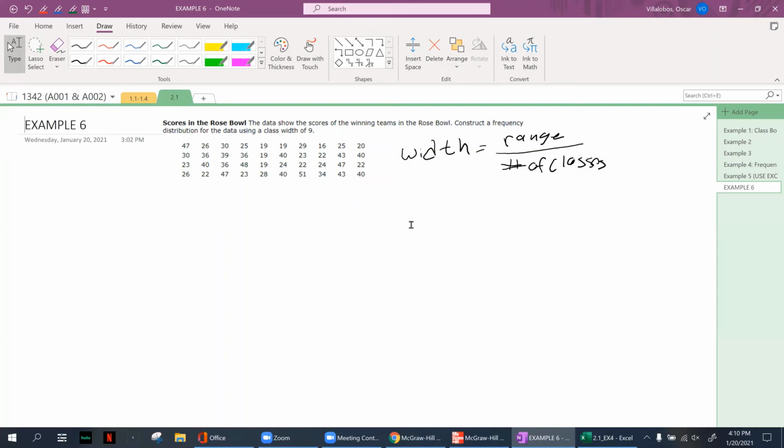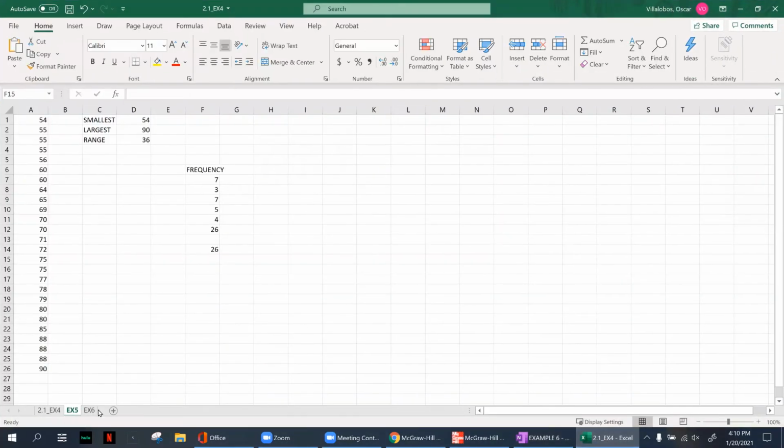So now they're giving me my width. But it'd be nice if we had the number of classes, because the number of classes tells me the number of rows. So the first thing I want to do, just like the previous problem, is find the range. And have you noticed this data keeps getting larger and larger? There are more values in there, so I'm going to gather that information in Excel.